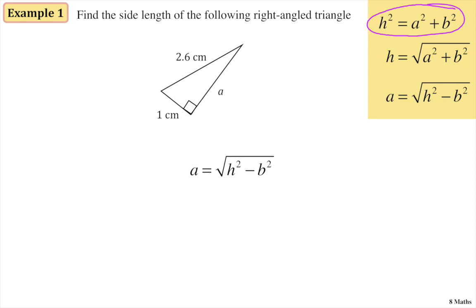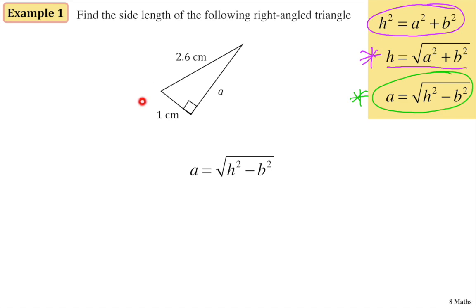Last lesson, we were finding the hypotenuse, so we used h equals the square root of a squared plus b squared. This lesson, we know the hypotenuse, so we're going to be using this version of the formula. So let's try looking at this question and figuring out why I'm going to use this different version of the formula that has a minus sign in it.